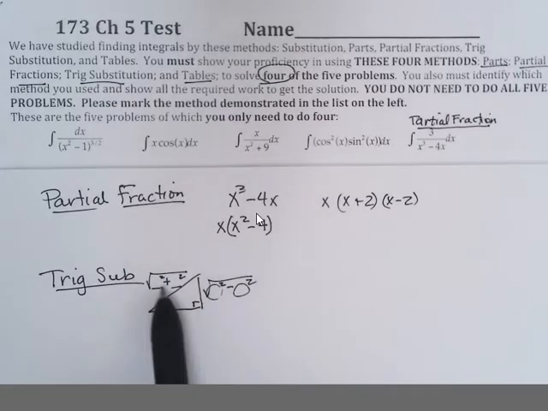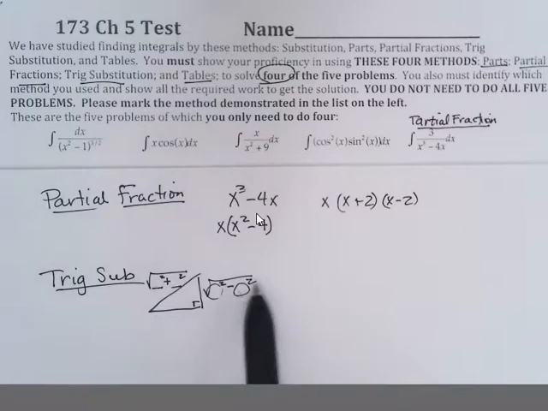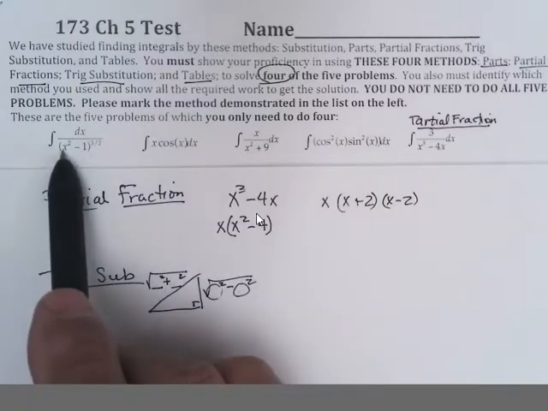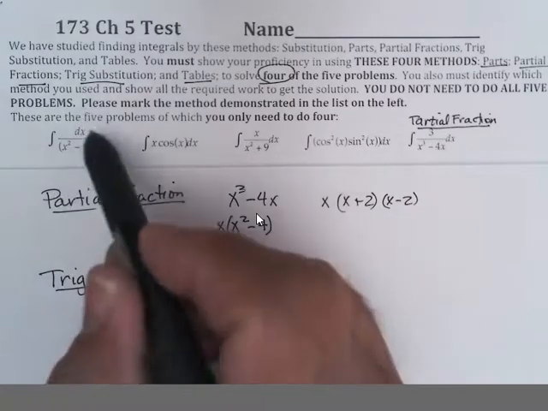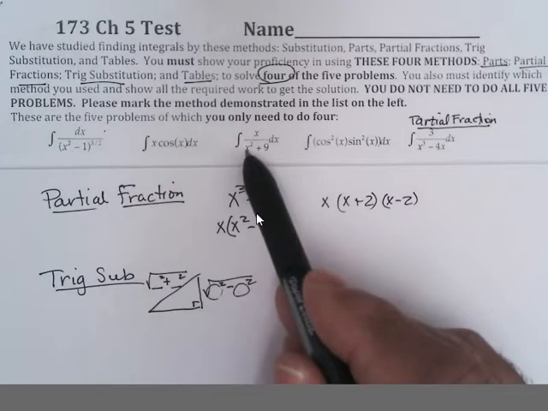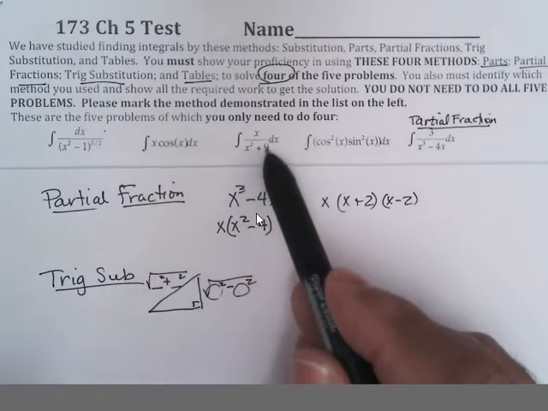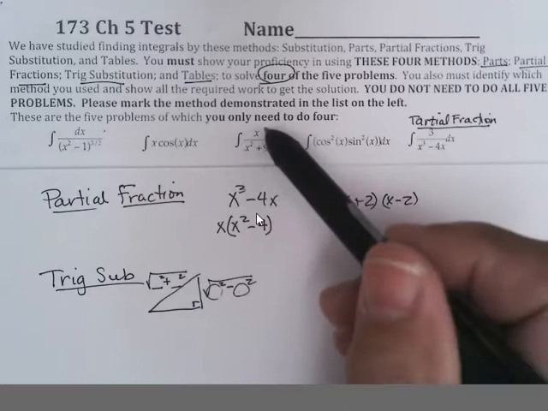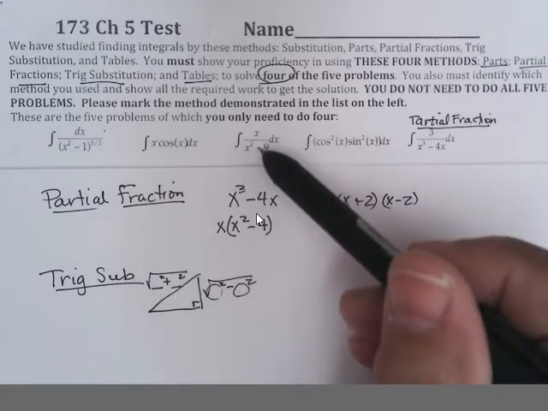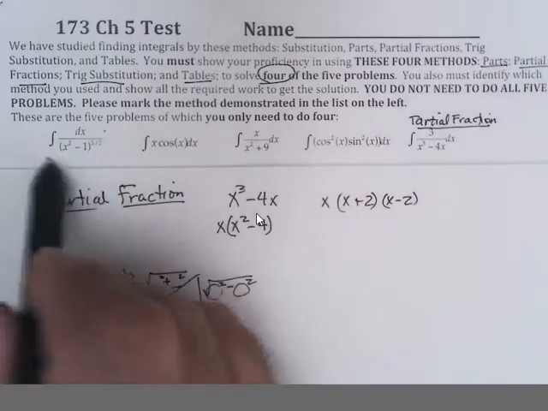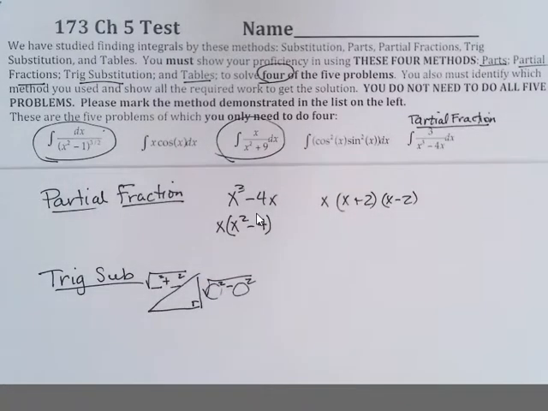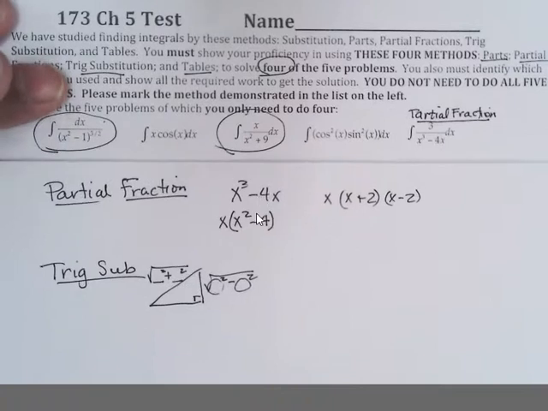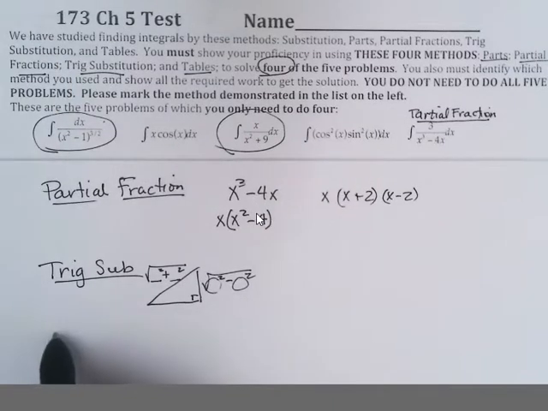So we have to find something that either looks like something squared plus something squared or something squared minus something squared. Well, we got x squared minus 1, which is 1 squared. So this one could be done with trig sub. And this one's got x squared plus 9, which is 3 squared. So this one, it doesn't have a square root, but you can still do it. So trig sub could be done with this one or this one. Okay? Next one we want to talk about is integration by parts.